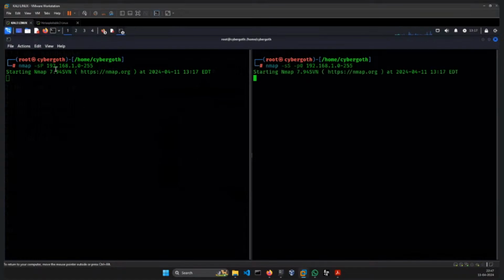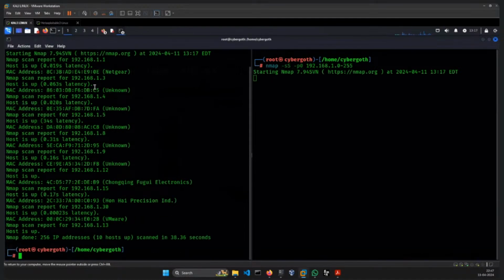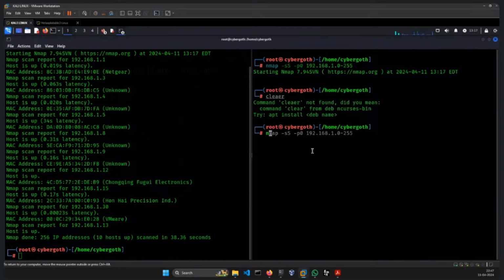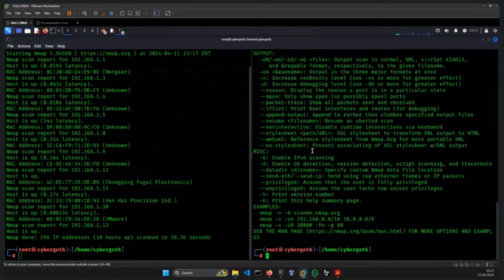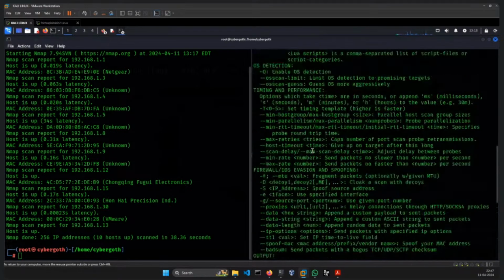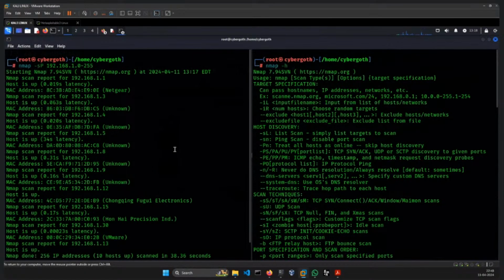So -sP is the ICMP ping scan, right? These are the hosts that responded to our ping scan. Before getting into that, we should look at the basics, nmap -h. Now we are going to see the different kinds of flags. When we used this -sP, you can see the sP, where is it?